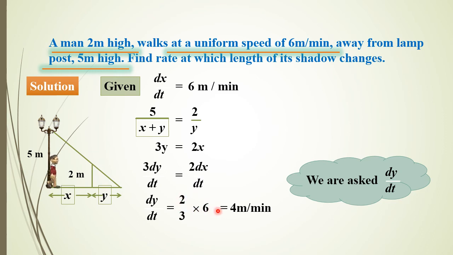So dy by dt equals 4 meters per minute. This is the shadow of the person. For every minute, the shadow is increasing by 4 meters.